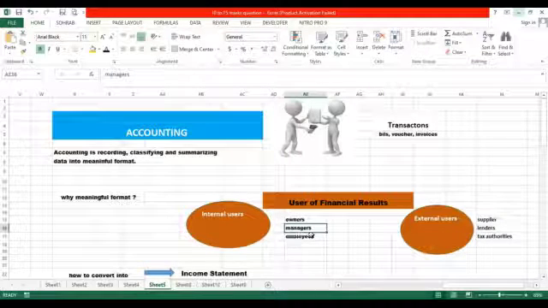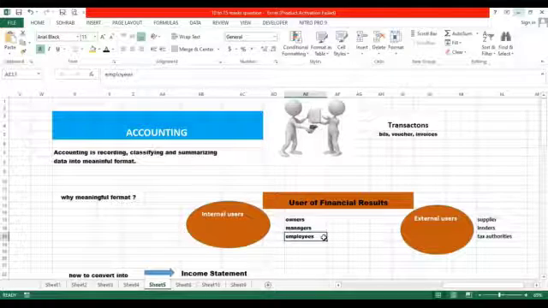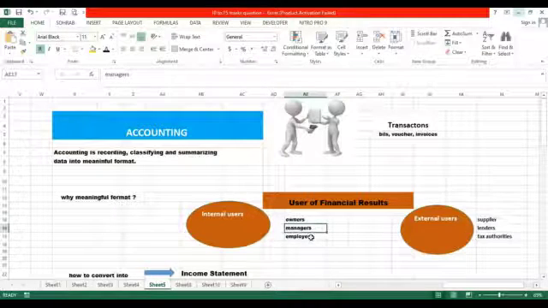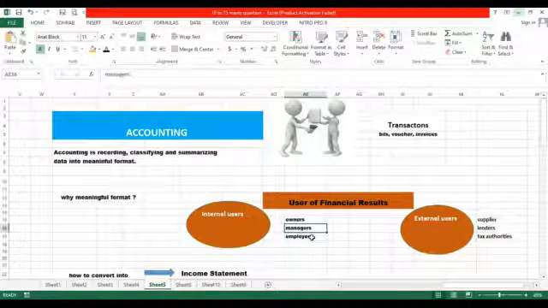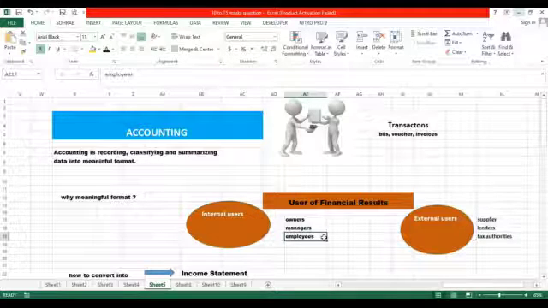If the person is a manager, he will see whether he should hire more employees or not, and whether the product is making more sales or not. Such decisions are taken by managers by seeing the financial results. So the conversion of raw data into a meaningful format is necessary, because users require that data and can understand it when it is converted into a meaningful format. What kind of decisions are taken by employees? If the company is not making consistent profit and its assets are not up to the mark, employees may decide to leave the company and join someone else. Such decisions are taken by internal users.